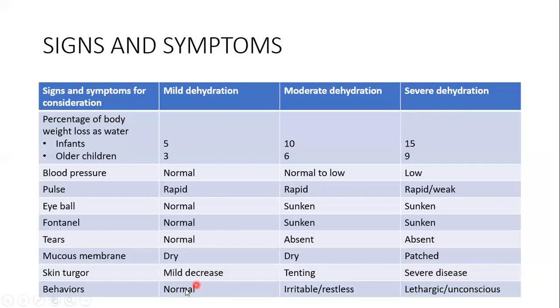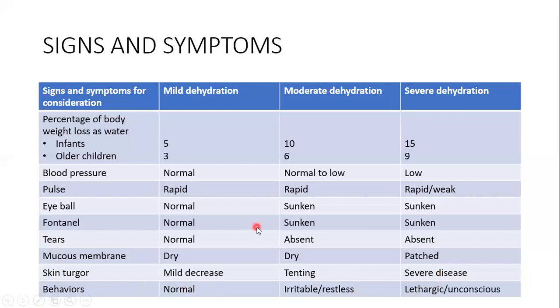And then when it comes to behaviors, because like we said, the brain is one of the most affected organs when it comes to dehydration. So in mild dehydration, we're going to have normal behavior, but in moderate dehydration, we're going to have irritability and restlessness, while in severe dehydration, we're going to have lethargy or unconsciousness.